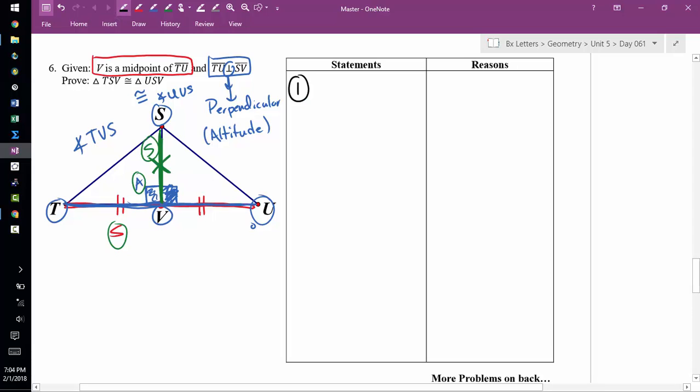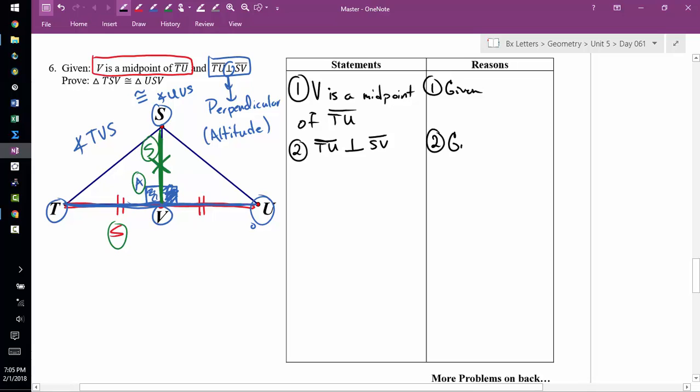So I'll start, as I always start, with the givens. 1, V is a midpoint of TU. That was given. 2, TU is perpendicular to SV. Notice how this isn't a congruent symbol. That's not an angle fact. It's not a side fact. It's something that will get us to a side or an angle fact.